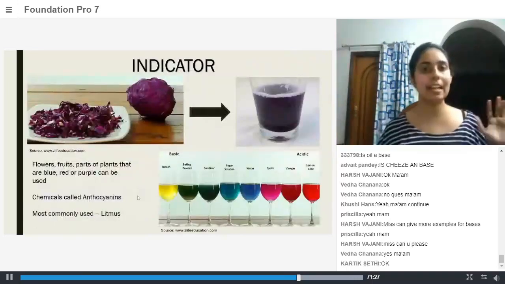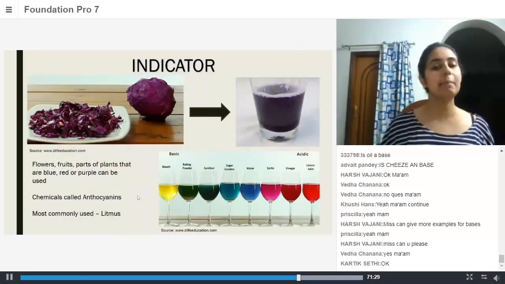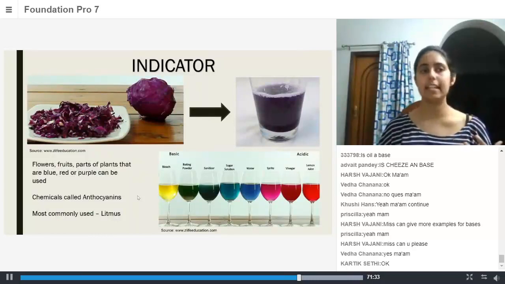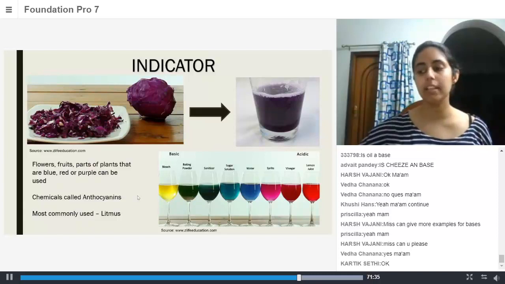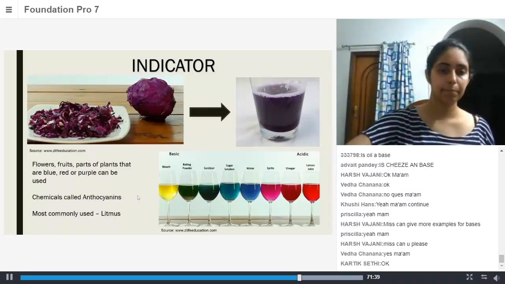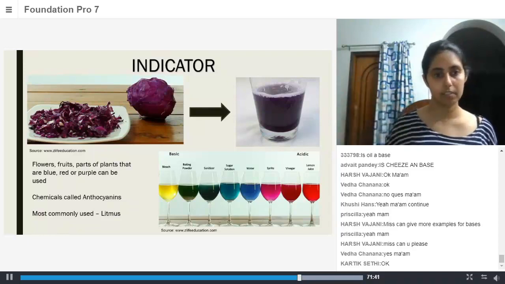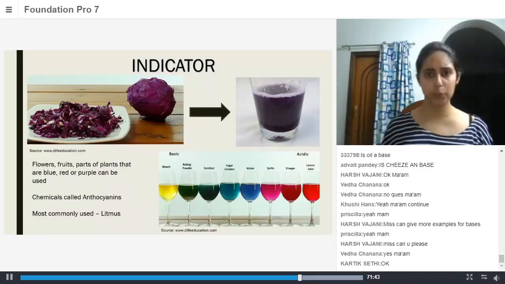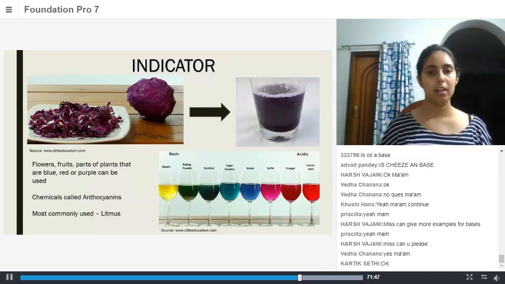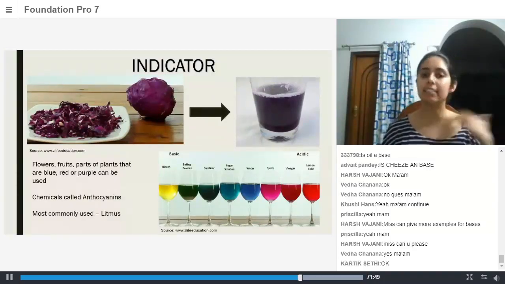So here comes indicator. Can you tell me, in regular English, when I say indicator, what does that mean? To indicate something else. It means to indicate. To indicate something? Yes, to indicate something. Okay, so an indicator indicates something.